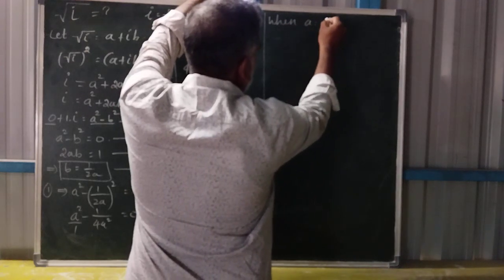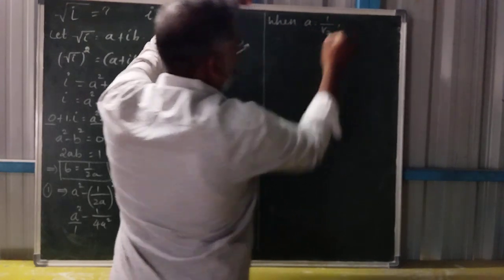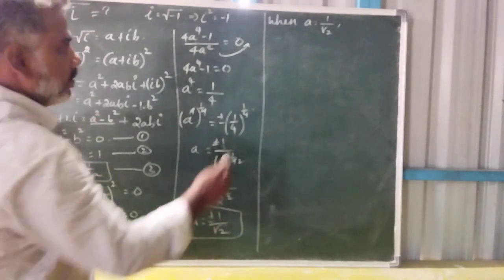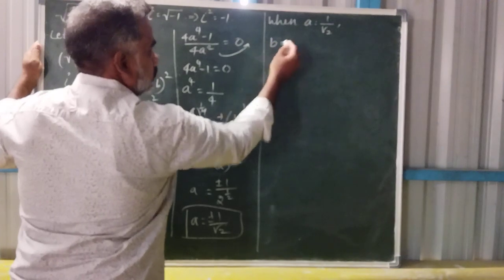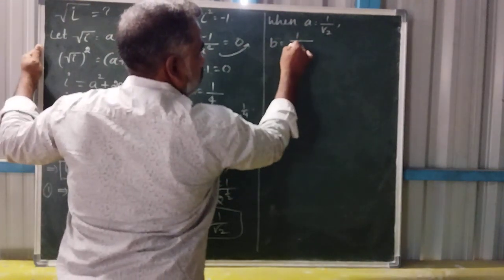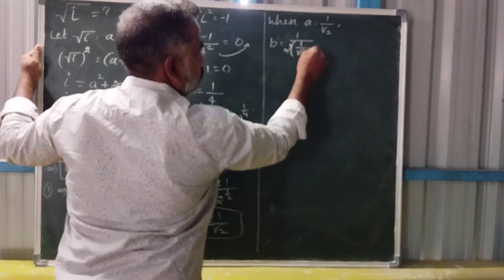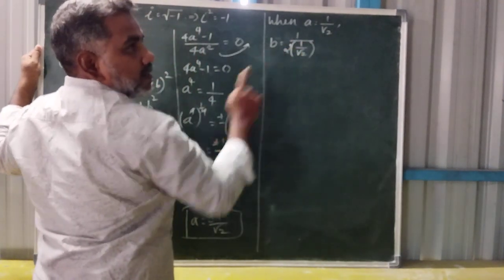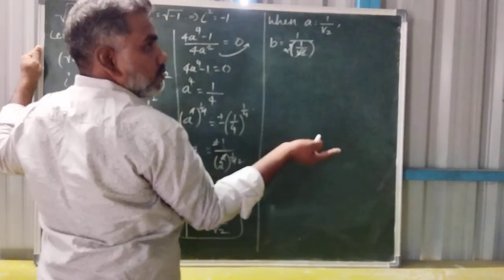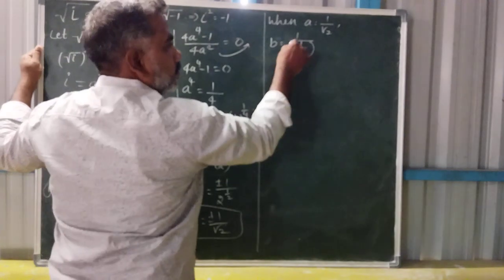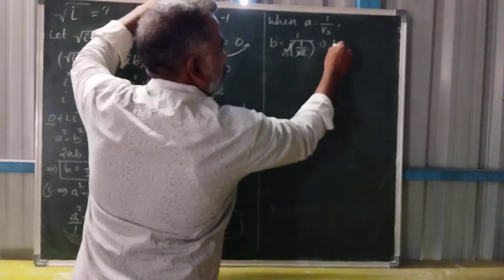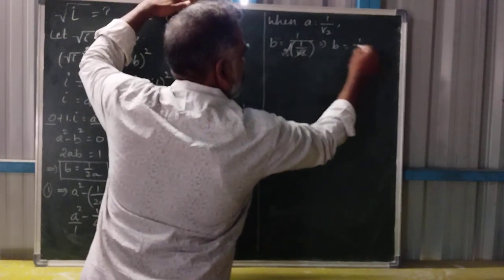a equals plus 1 by root 2. Check it out, what is b then? b is equals to 1 divided by 2a, that is 1 divided by 2 into 1 by root 2. 2 is nothing but root 2 into root 2, so when I am cancelling, I will get root 2 over there. Therefore, b is equals to 1 by root 2.